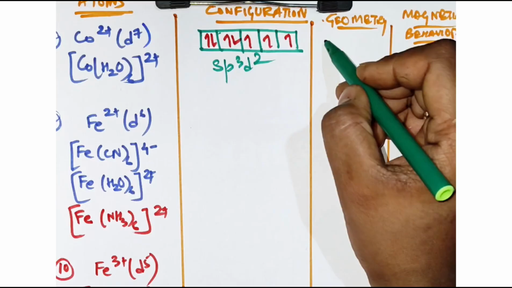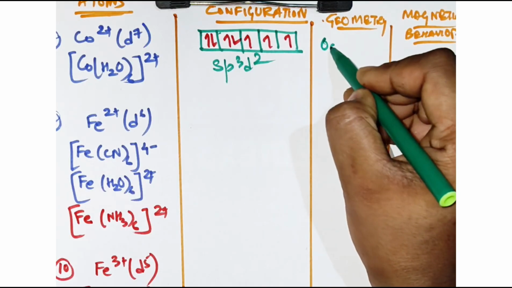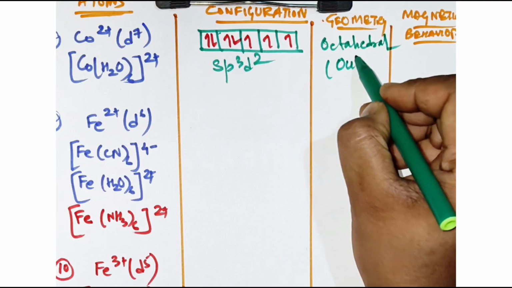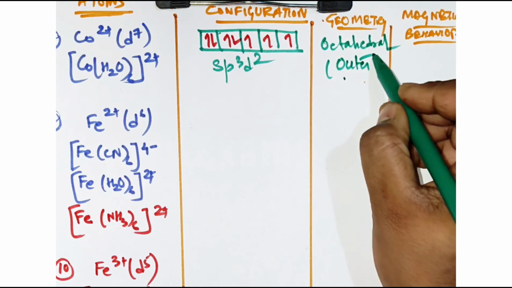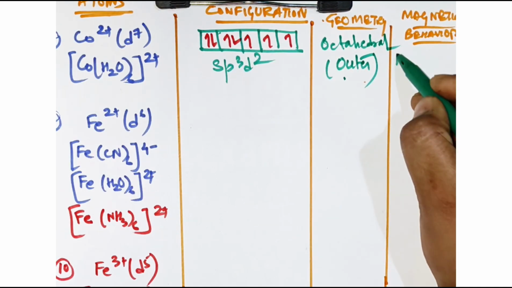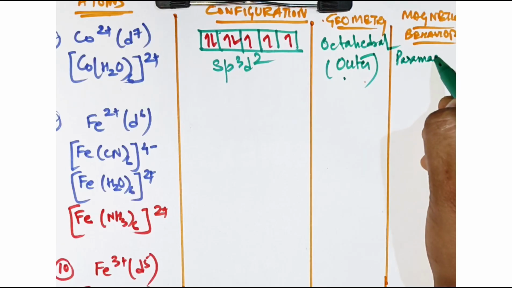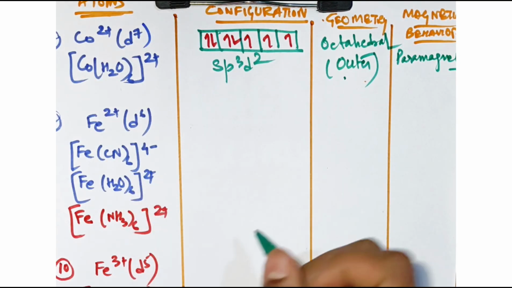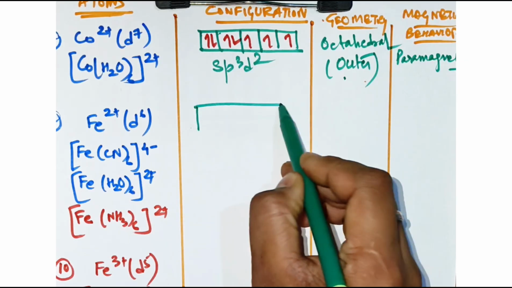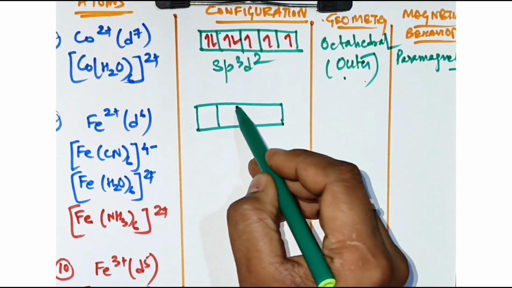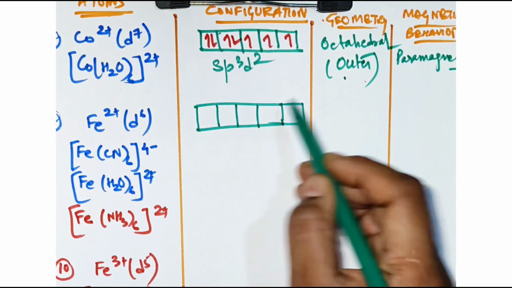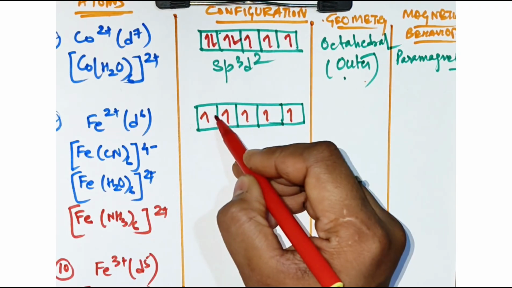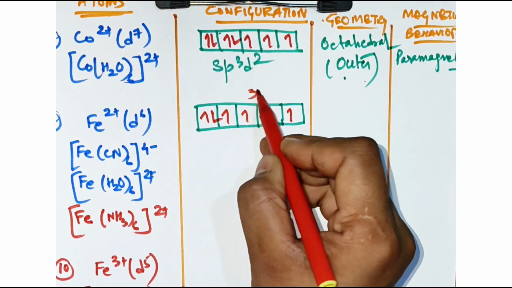sp3d2 outer orbital complex. So its geometry will be your octahedral. This is an outer orbital complex, and the behavior is paramagnetic. Okay, now iron, now this is iron 2 plus, so it is d6. How many? 1, 2, 3, 4, 5, and 6 in the 3d orbitals.